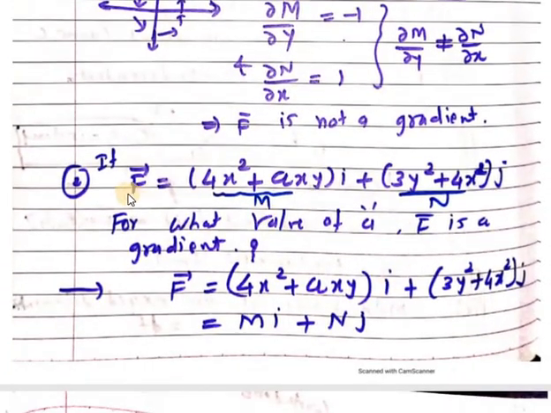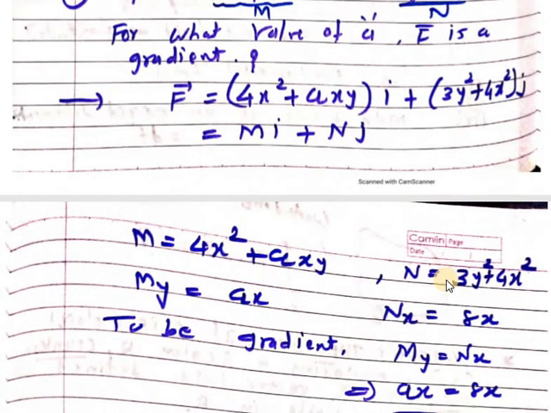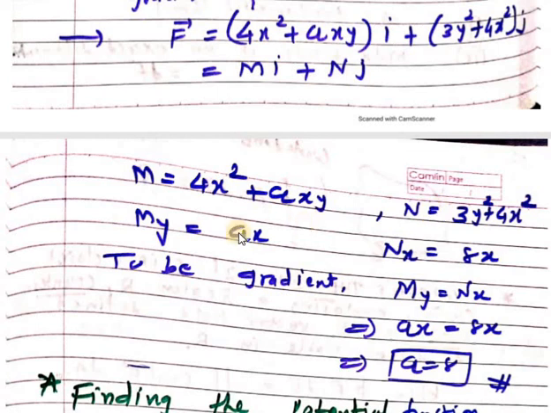Let us consider another question. F is equal to this one, and for what value of a is the vector field F a gradient? Here F is given, so we can determine M and N, and find M_y and N_x. To be a gradient, we must have M_y is equal to N_x. Here M_y is equal to ax, and N_x is 8x. So we get a is equal to 8.